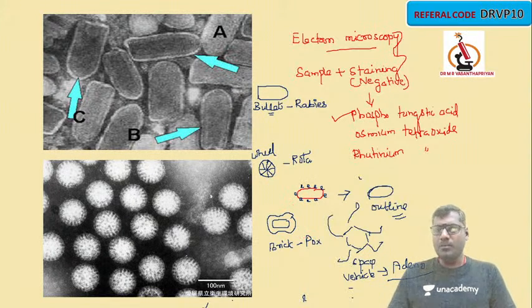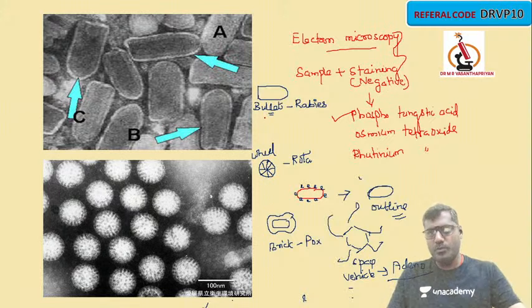Brick shaped is the pox virus, and space vehicle shaped is the adenovirus. So depending on the morphology, we can effectively demonstrate and identify the viruses in electron microscopy. Now, the first point to be remembered here: demonstration of the viruses from the clinical sample by electron microscope.